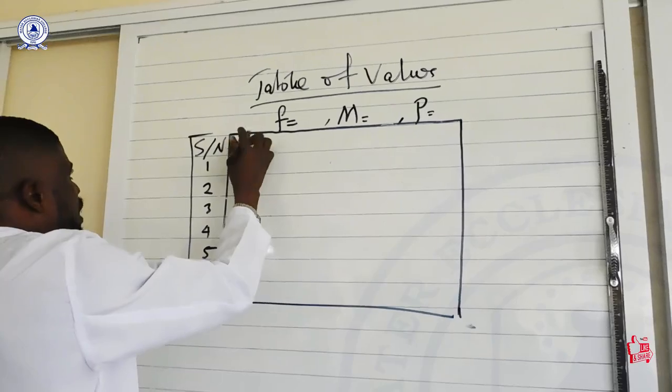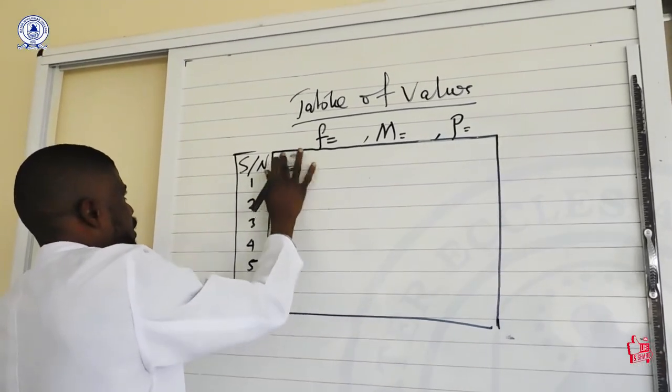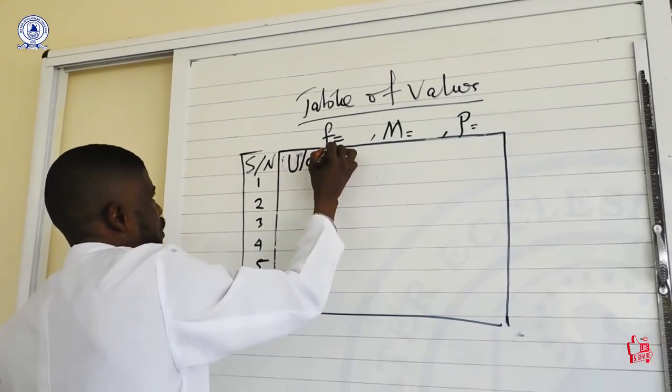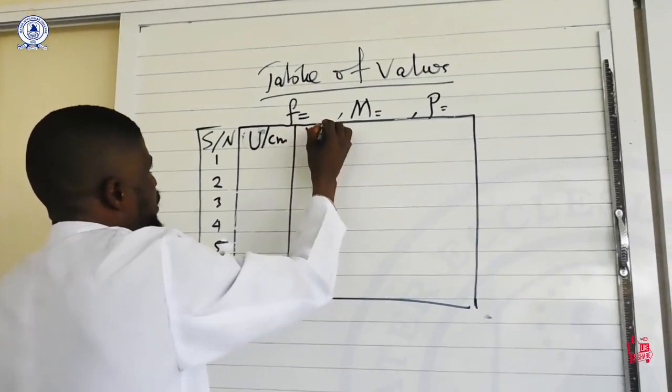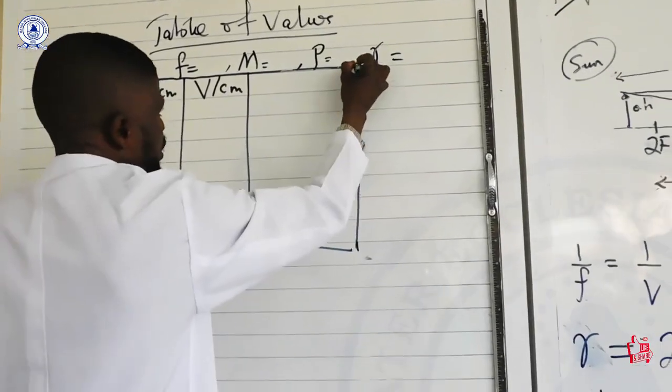So we have the focal length, we have the object distance, right? In cm, right? Slash cm. We have the image distance slash cm. Good, we'll find R in our experiment.